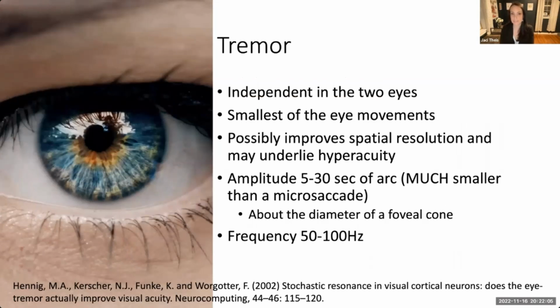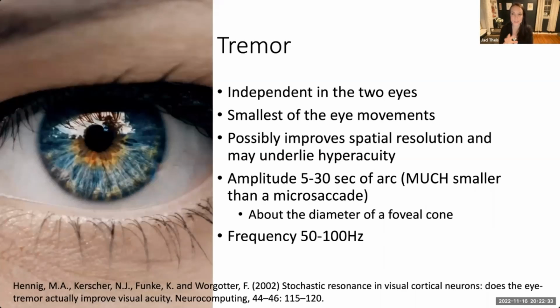Tremor, on the other hand, is, as we mentioned before, the smallest eye movement. So microsaccades, we like to think both eyes are moving at the same time. It's a conjugate movement, but tremor is actually disconjugate. And so the eyes kind of move independent of each other. It is the smallest of the eye movements. It is thought that it improves spatial resolution and may underlie hyperacuity, but there's a big debate in the literature if tremor even exists or if it's just a passive state.